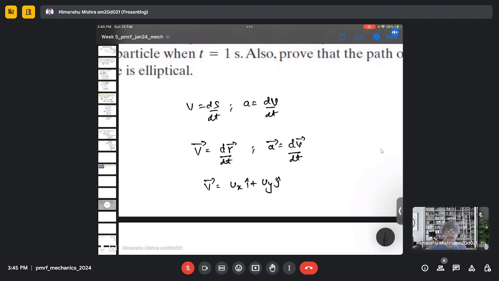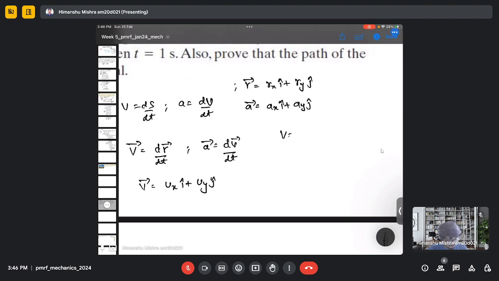So here I am considering the two-dimensional case, whereas my position vector or the displacement vector can be given as rx plus ry, and my acceleration vector can be given as ax plus ay. Now, if I need to find the magnitude of these vectors, either velocity vector or the acceleration vector, then I can use this formula to calculate the magnitude of velocity or acceleration.